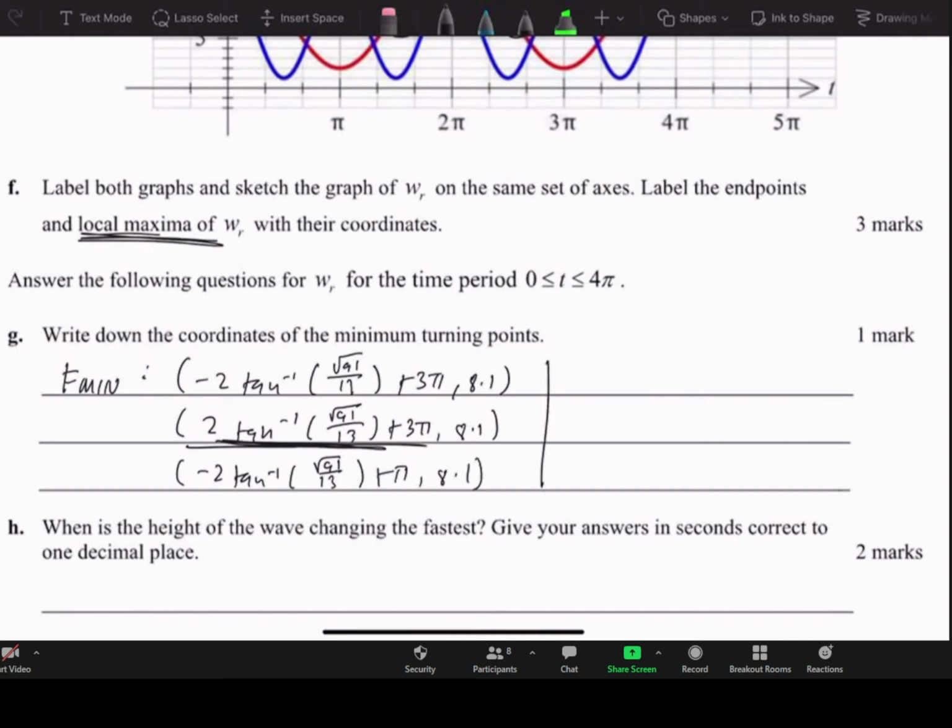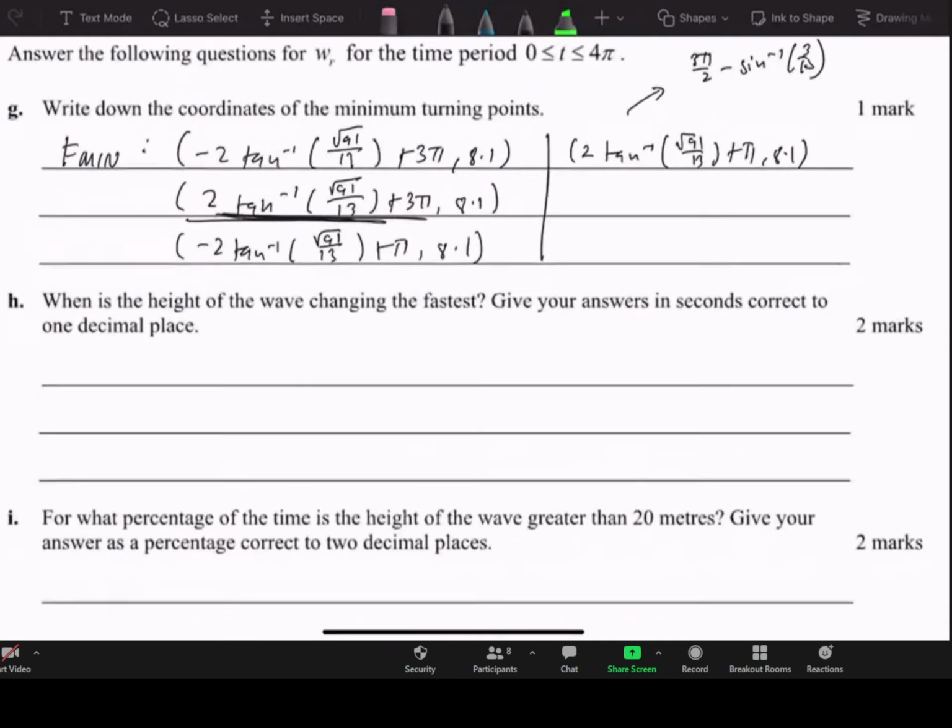And the last one is 210 inverse square root 9113 plus pi, 8.1. For example, I'm pretty sure the answers wrote this one as 3 pi on 2 minus sine inverse 3 on 10, but it's the same value.